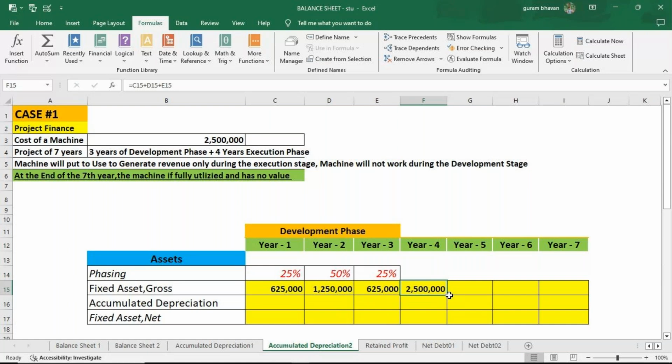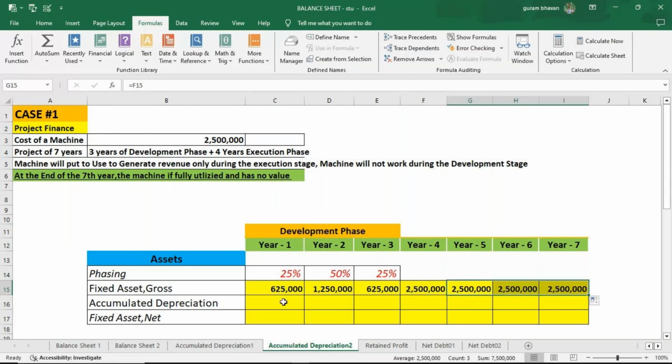How much amount of the development phase? 25% of the work is done, again 50%, and the remaining 25% of the work is done. So now the total cost of the machinery is 25 lakh, and this is going to remain the same for the next 4 years.